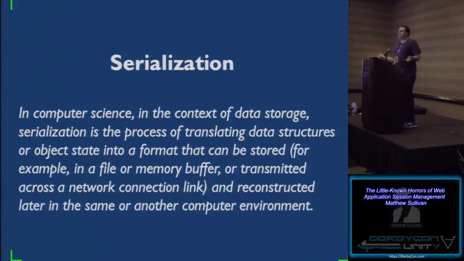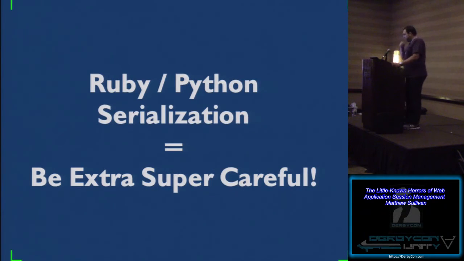All of these terms mean the same thing, which is serialization. But if you're in Ruby and Python, being serialized means that you have to be extra super careful. And here's why. In most languages that are static and strong, statically typed and pretty basic, you're just going to unmarshal and marshal these objects and it'll just be their state.